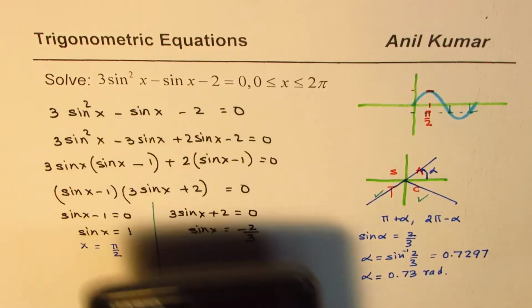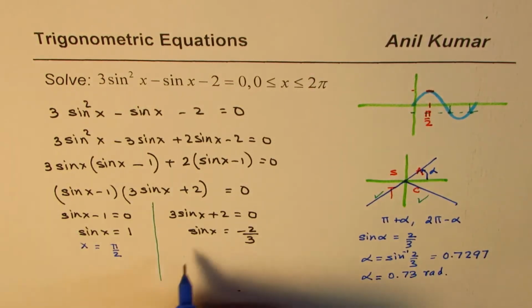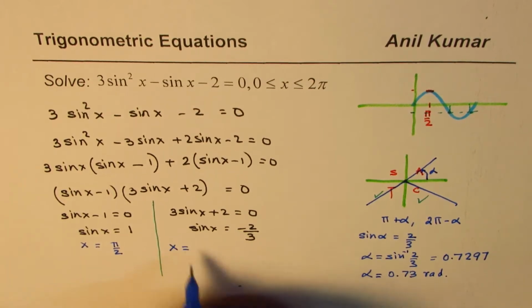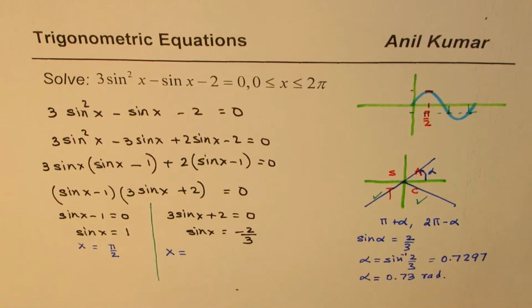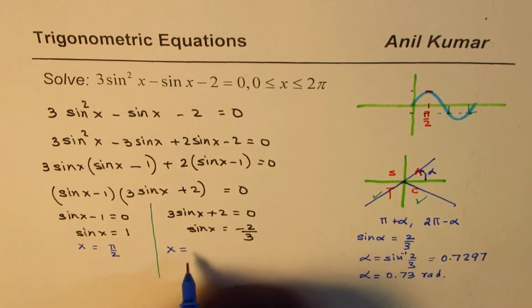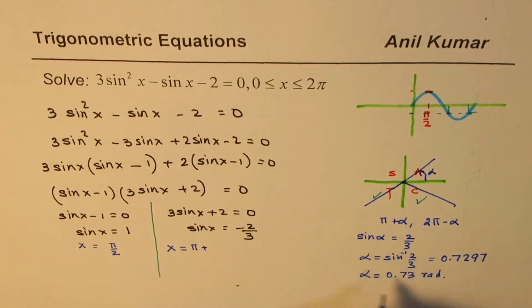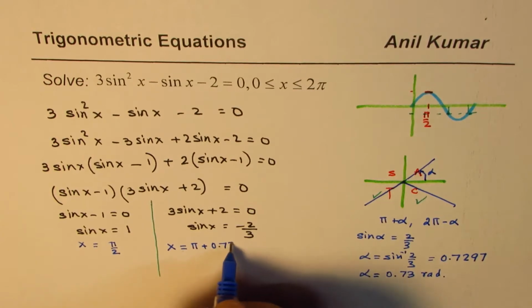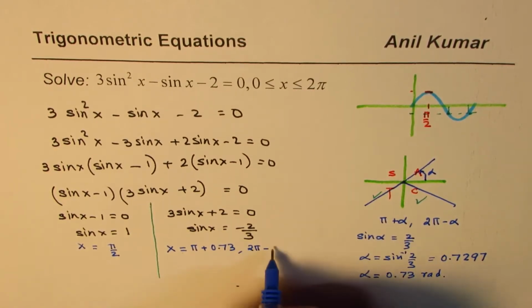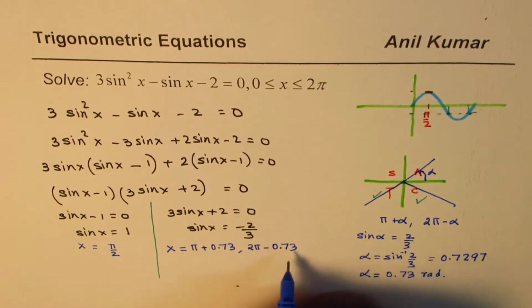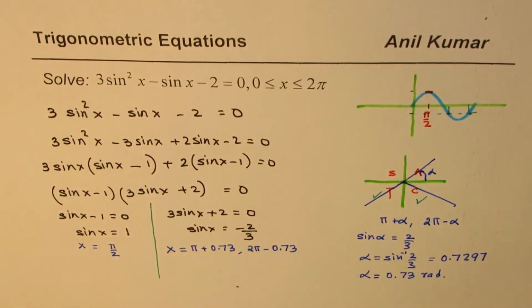Okay. Now the solution should be, so x equals how much? For minus 2 by 3, it is pi plus 0.73 or 2 pi minus 0.73. Is it okay? So it is pi plus 0.73 or 2 pi minus 0.73 radians. Is it okay? So that is what we have.